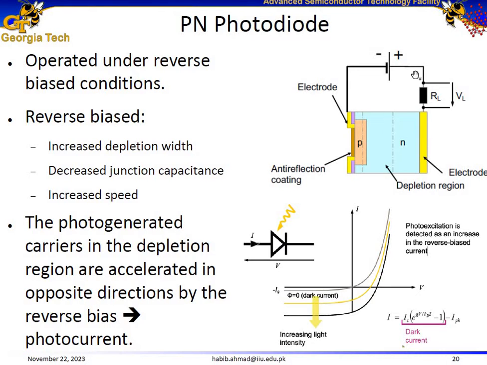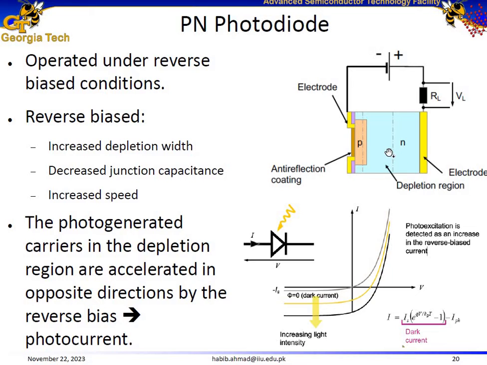So why would we operate this configuration under reverse bias? Reverse biasing means that the positive terminal is connected to the n-type semiconductor and the negative terminal is connected to the p-type semiconductor. Why do we connect it in reverse configuration? Because, as we know, reverse biasing results in an increased depletion width. And we know that junction capacitance is equal to the permittivity of the semiconductor divided by the depletion width. So under reverse bias, we have increased depletion width resulting in a decreased junction capacitance.